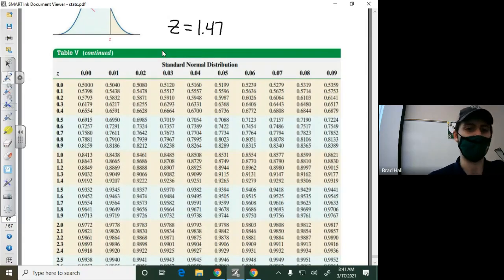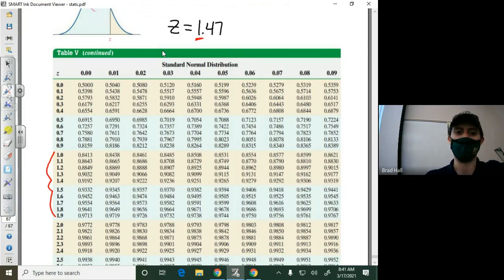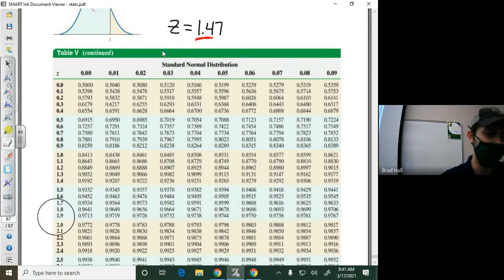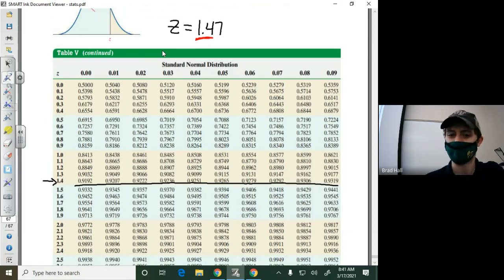The first thing we need to do is find the ones place, which is in the first column. It says 1.0, 1.1, 1.2. We need 1.4, obviously. We'll worry about the 7 later. That definitely isolates what we need to find right here. So we found the row, which means we're going to be dealing with one of these values straight across.